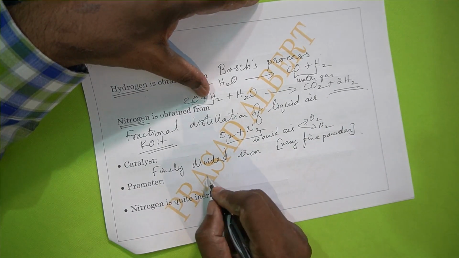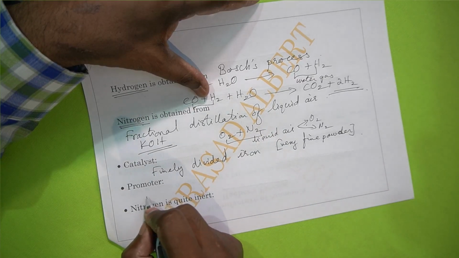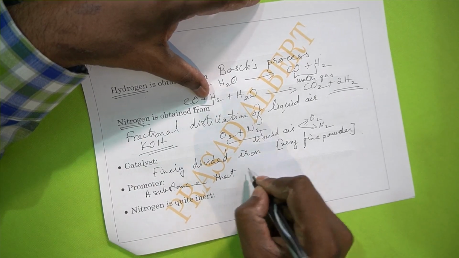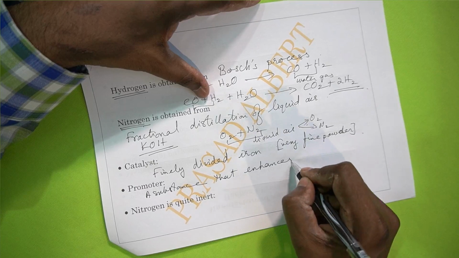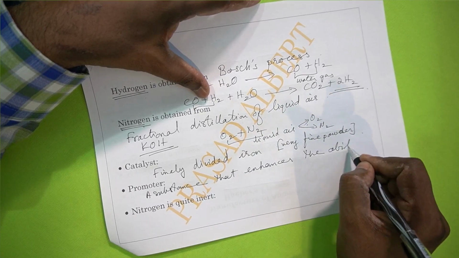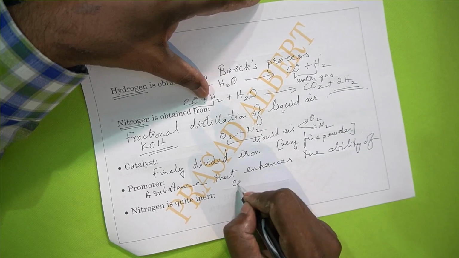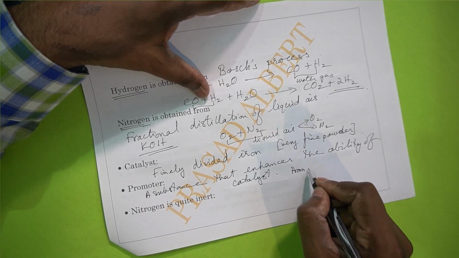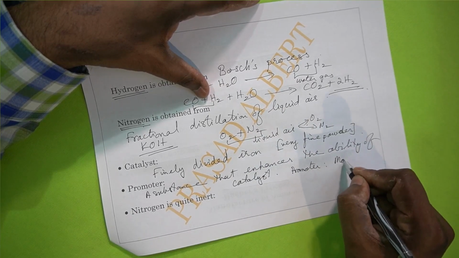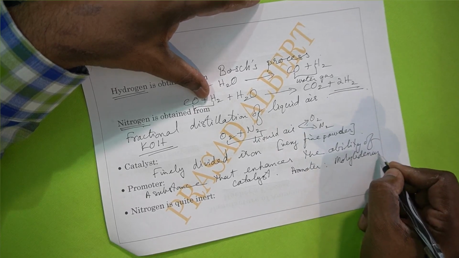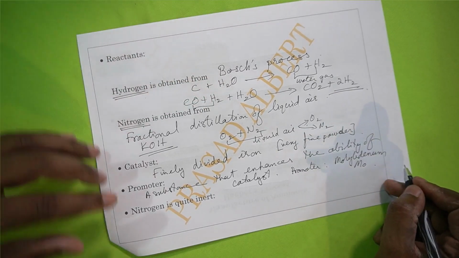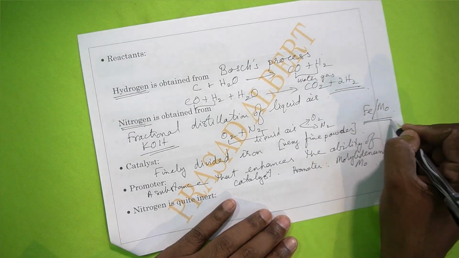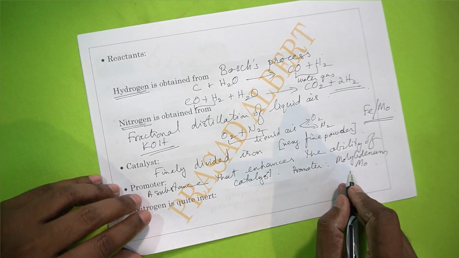Then a promoter is required along with the catalyst. What is a promoter? A substance that enhances the ability of the catalyst. The catalyst alone is not sufficient, we need a promoter. The promoter in this process is molybdenum, a metal, Mo is the symbol. So we use finely divided iron along with molybdenum. Together they catalyze the reaction, so it will increase the efficiency.